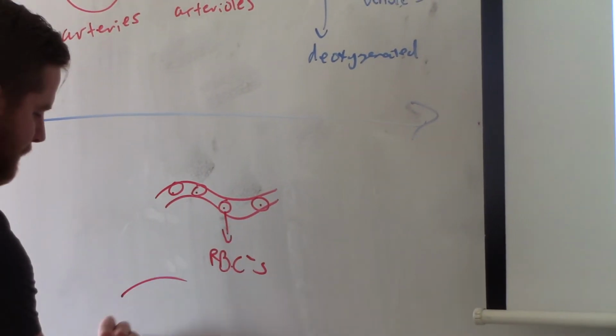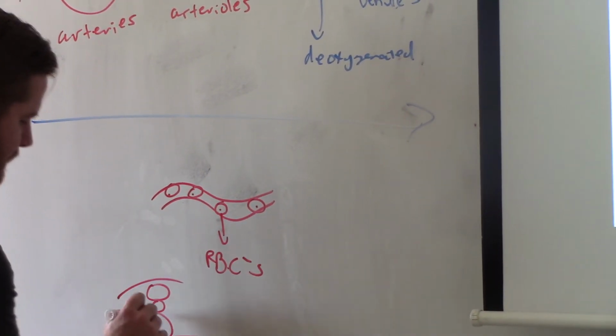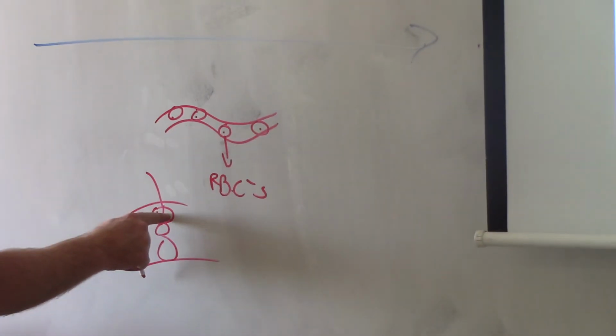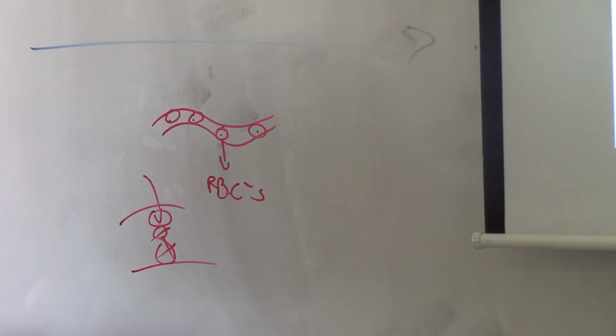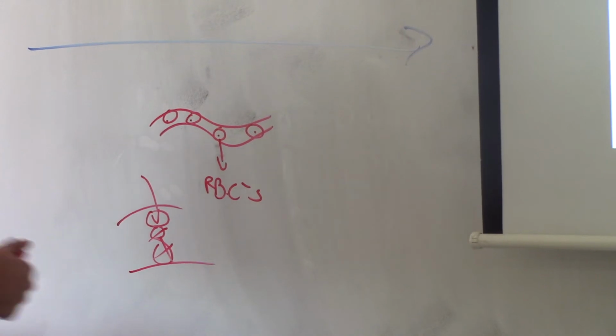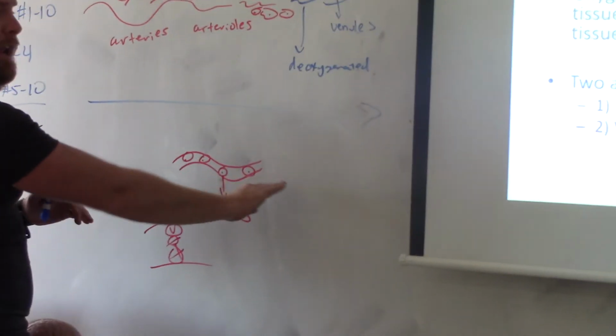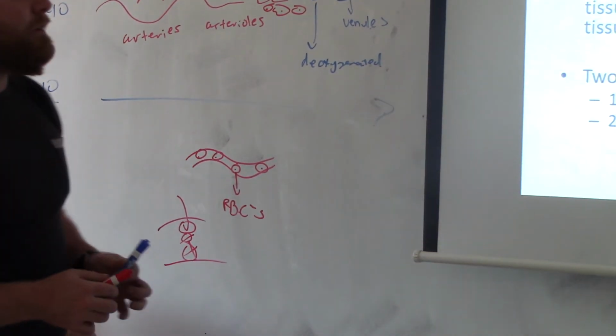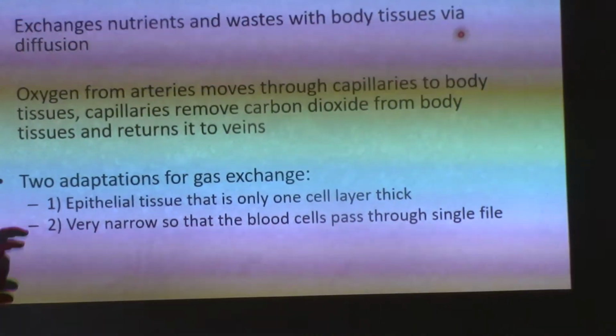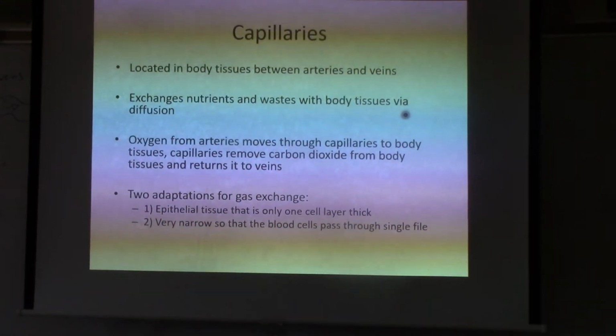Because if they could travel like 2 or 3 wide, right, you would diffuse between this cell and this cell, but you would miss the other two. All right? So they're very thin, so gas exchange is really efficient, and they're also narrow, so red blood cells travel single file. So you should know these two adaptations that capillaries have.